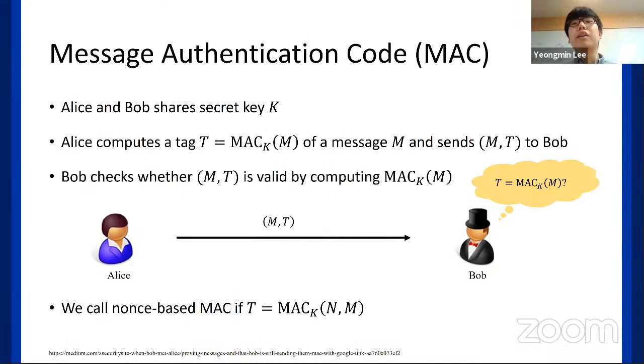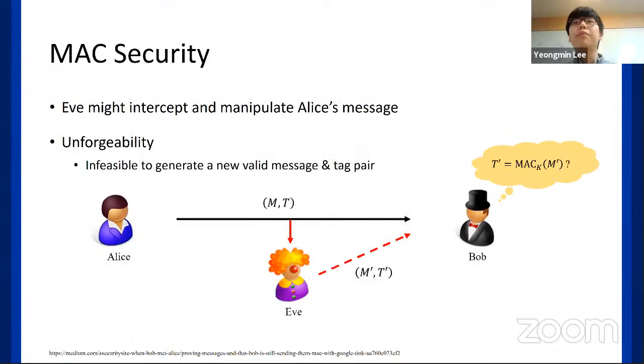As everyone knows, MAC is a symmetric key algorithm generating a tag for assuring authenticity of a message. And I call it nonce-based MAC if the MAC receives a unique value, a nonce, with the message. MAC should have unforgeability to be secure. If a MAC has unforgeability, it's infeasible to generate a new valid message and tag pair.